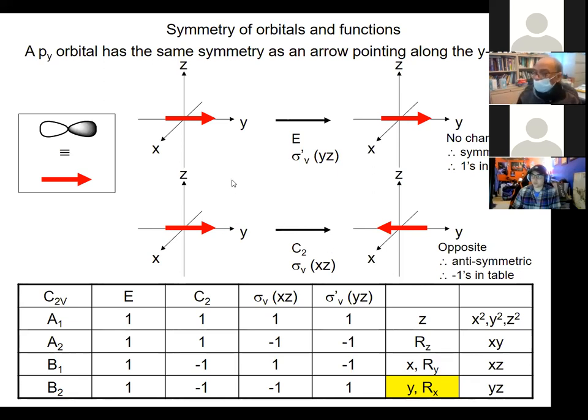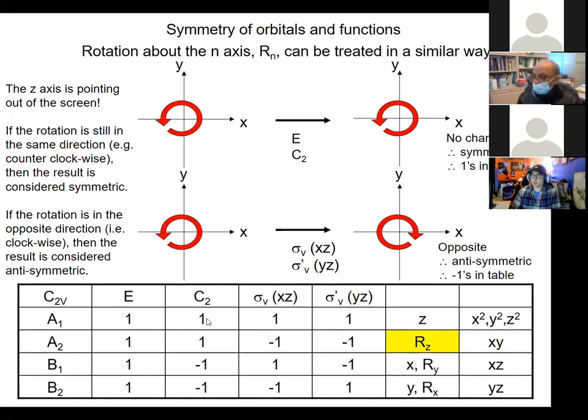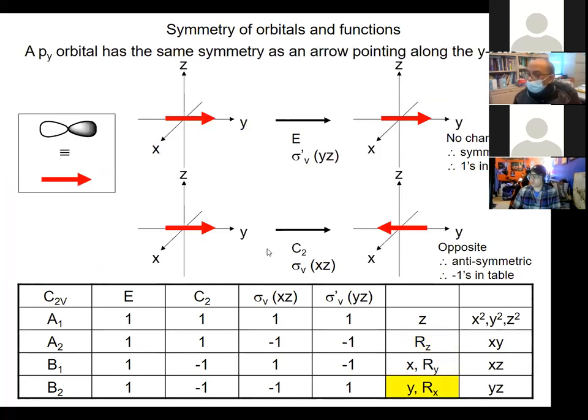So now I have a condition where it is +1 for E, +1 for sigma V prime. However, it is -1 for C2 and -1 for XZ. So if I now look at these values, I find it corresponds to a B2 representation. Because in B2, E is 1, C2 is -1, sigma V is -1, and sigma V prime is +1. That is the reason why the Y orbital in the C2V point group is given the B2 representation.